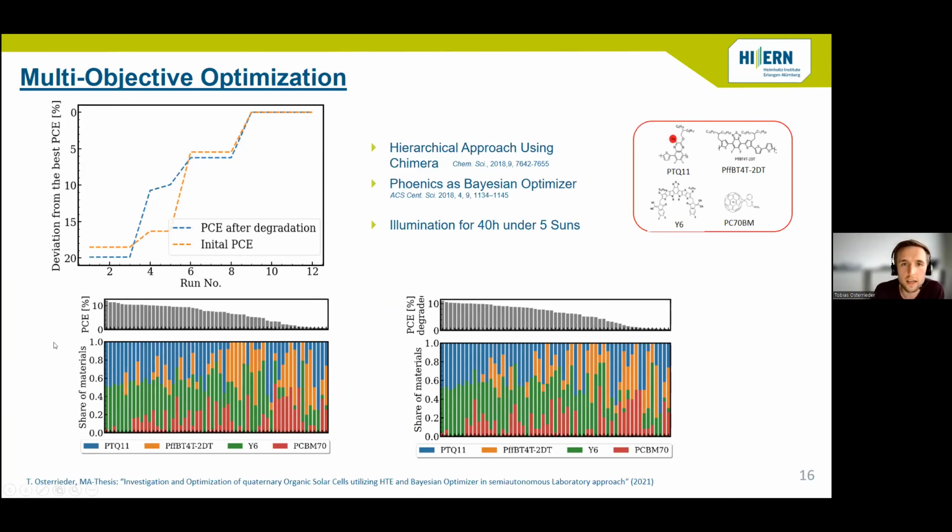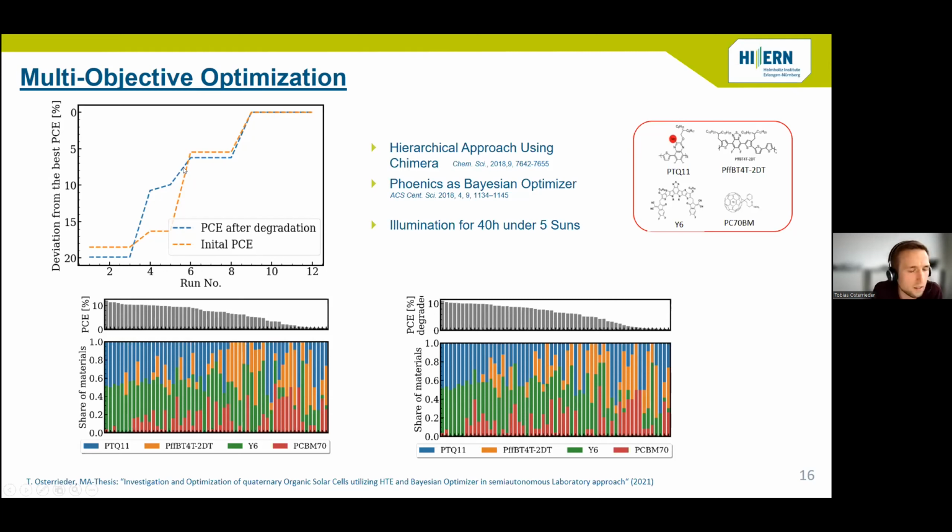So if we look here again, for this experiment we used a quaternary system, and we can see here that after 9 runs, we found the best cell. And actually, in this case, it was a very trivial multi-objective optimization, because the best cell with the initial efficiency also had the best efficiency after the degradation, which is not super unexpected because they're obviously connected with each other.